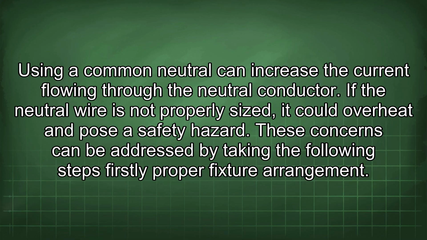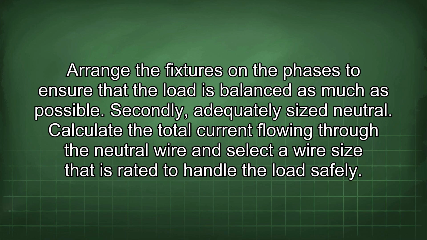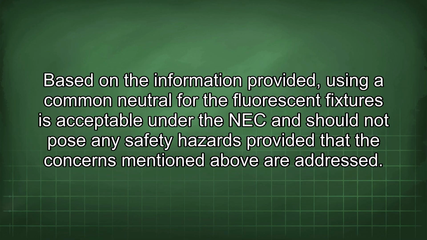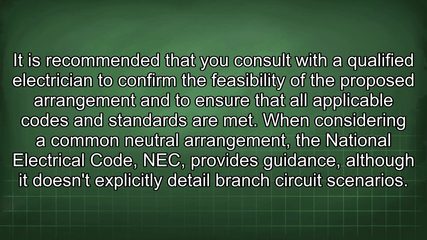These concerns can be addressed by taking the following steps. Firstly, proper fixture arrangement. Arrange the fixtures and the phases to ensure that the load is balanced as much as possible. Secondly, adequately sized neutral. Calculate the total current flowing through the neutral wire and select a wire size that is rated to handle the load safely. Based on the information provided, using a common neutral for the fluorescent fixtures is acceptable under the NEC and should not pose any safety hazards provided that the concerns mentioned above are addressed.